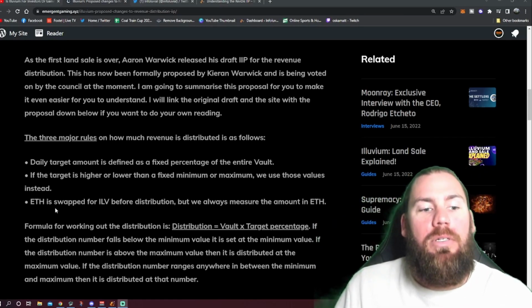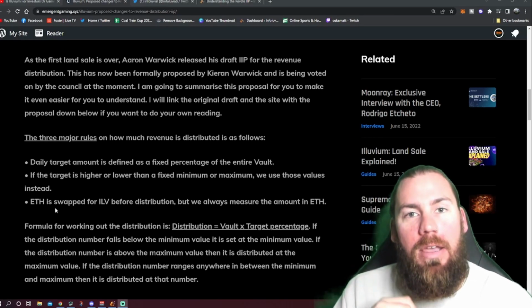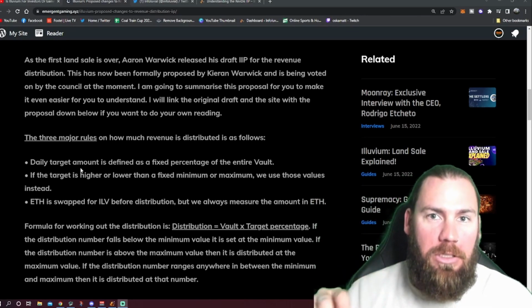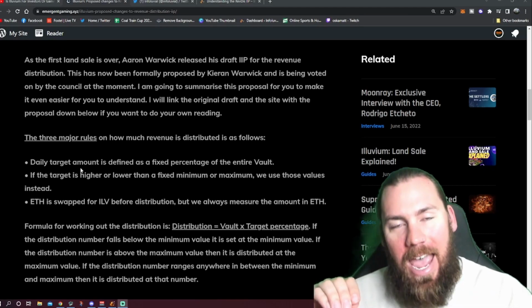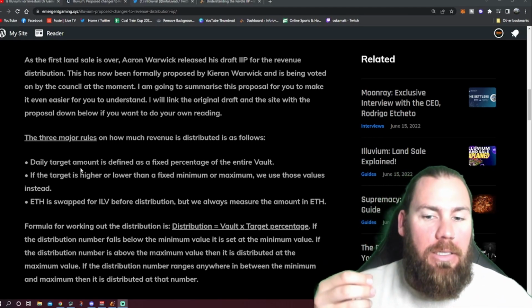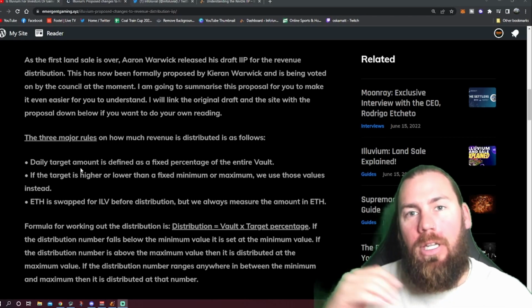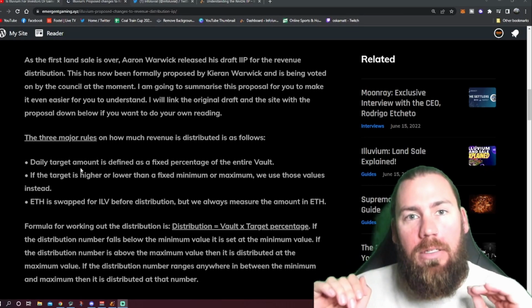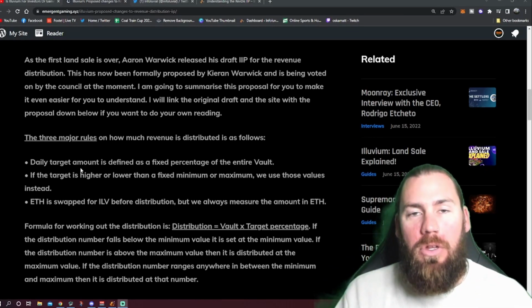ETH is swapped for ILV before distribution, but we always measure the amount in ETH. So we do that calculation, it will come out in ETH, then they'll swap that to ILV and then distribute it. This is a big sticking point at the moment. Lots of people have been discussing this and want it all in ETH, others want ILV. At the moment it's still going to be switched from ETH to ILV. I think I just want to see how this goes first, and then in the future they'll change it if they need to.